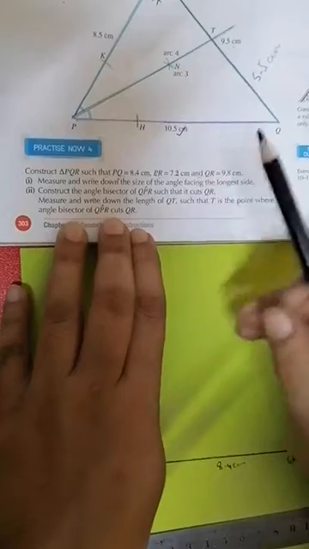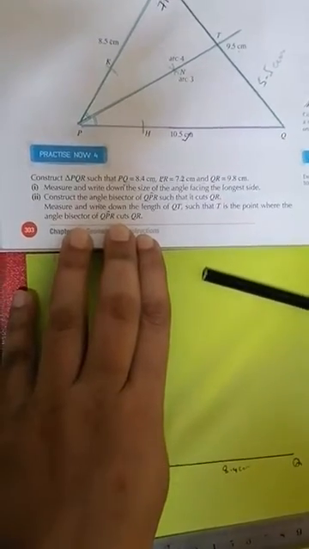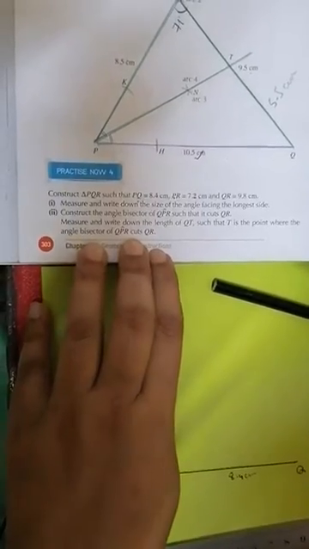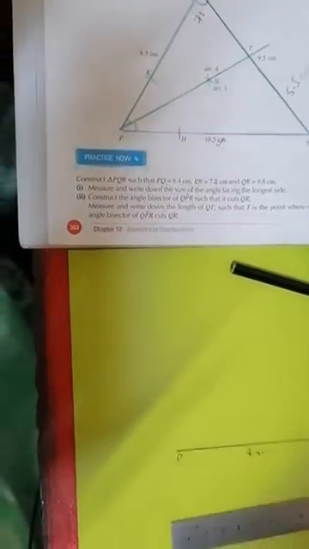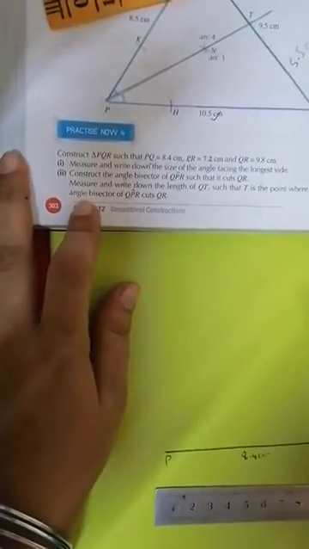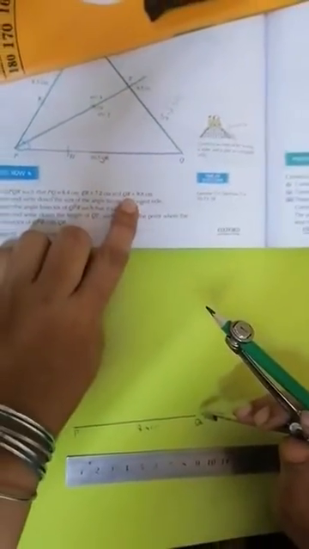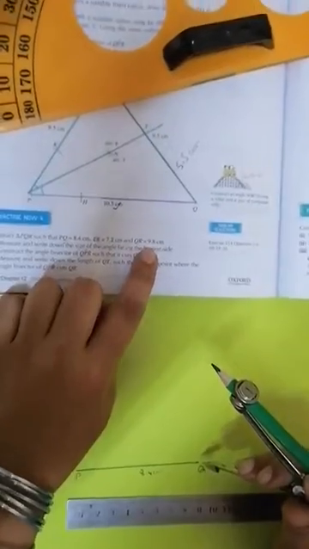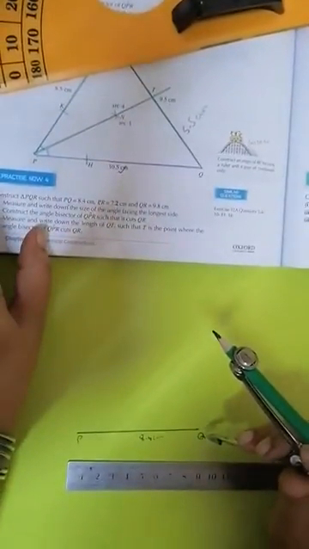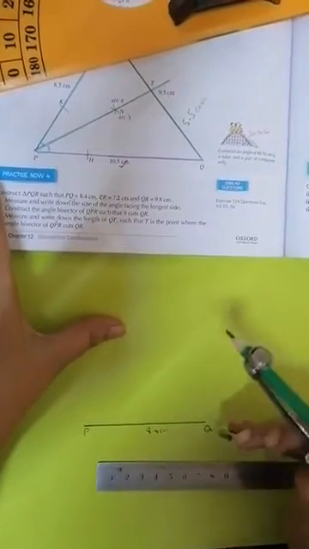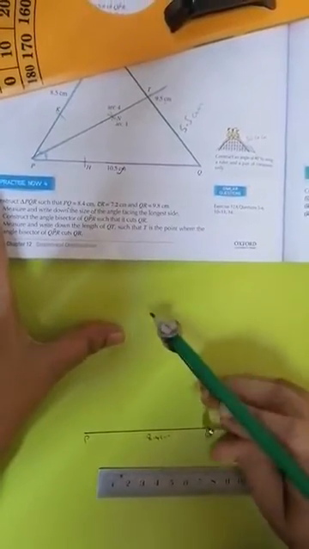For that I am going to take my compass and open my compass to a radius of 9.8 centimeter. I have opened my compass to a radius of 9.8 centimeter. With the center Q, I have to draw QR now. So with the center Q, I have to put an arc of 9.8 centimeter.